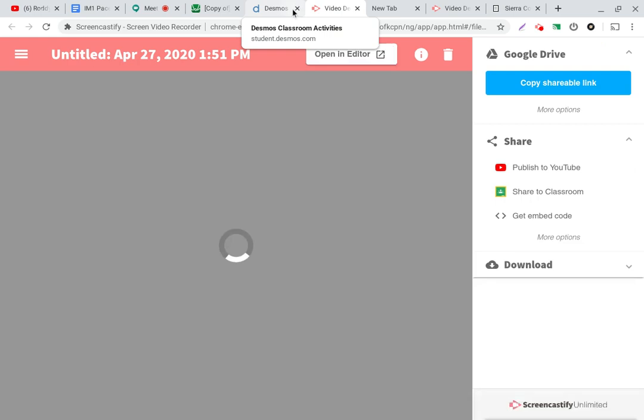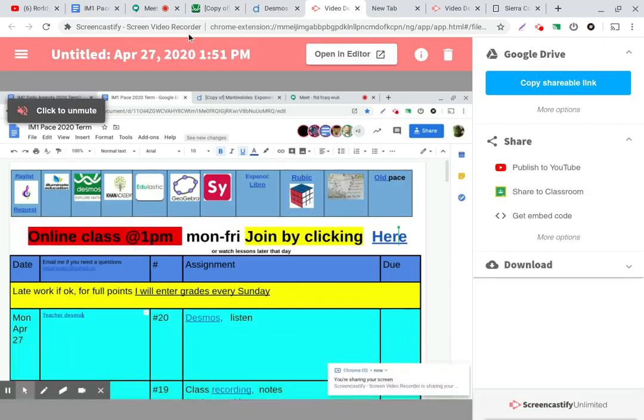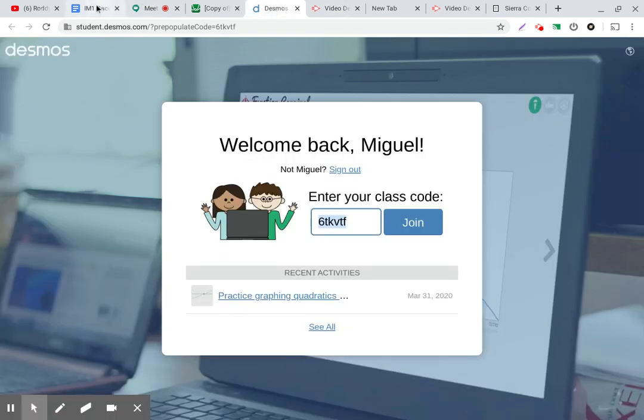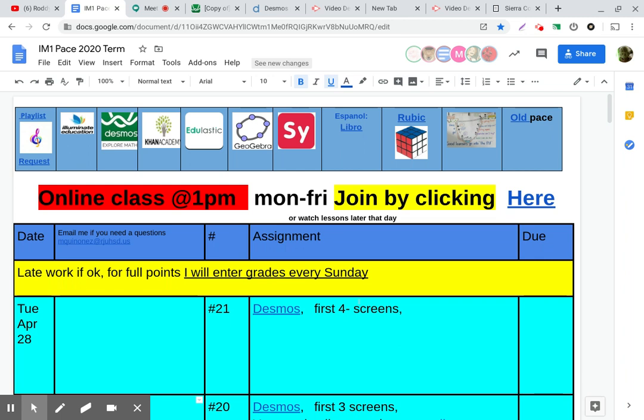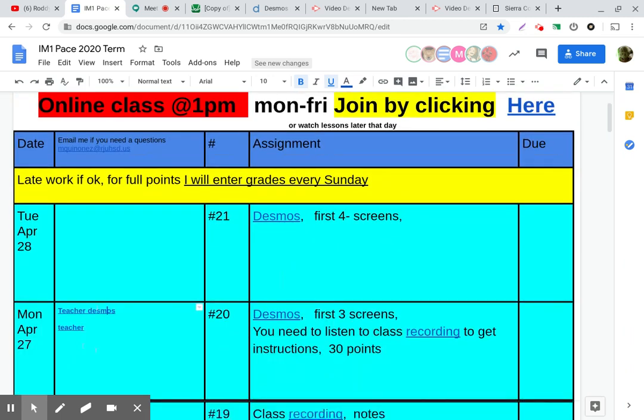My computer. What happened here? No. What am I doing? I think I closed it accidentally. All right, give me a second, guys. I gotta go to teacher.